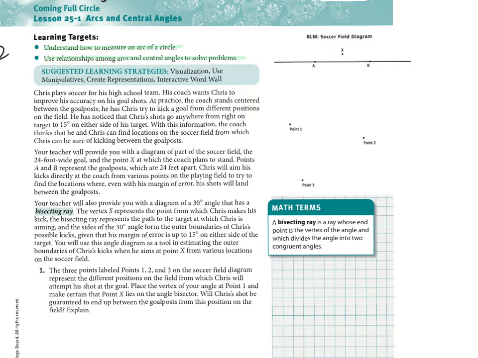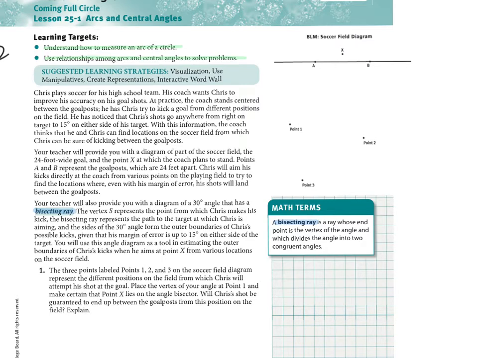To talk about our bisecting ray, let's look in the margin below. It says a bisecting ray is a ray whose endpoint is the vertex of the angle, and it divides the angle into two congruent angles. So really, it divides our angle exactly in half. It bisects it, and it's a ray. That means it has one endpoint and an arrow on the other end. We can also see that it is being used in our story problem here.